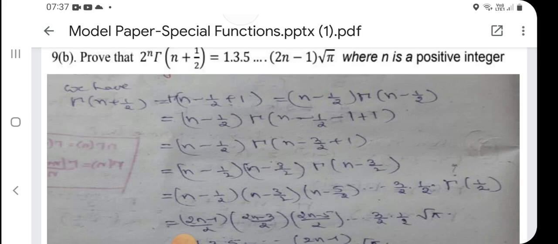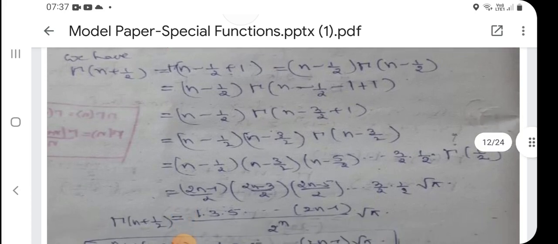Once again I am going to put it as number plus 1, so I add minus 1 plus 1. That becomes n minus half into gamma of n minus 3 by 2 plus 1. So once again this becomes n minus half into n minus 3 by 2 into gamma of n minus 3 by 2. Proceeding like this, n minus half into n minus 3 by 2, and the next term becomes n minus 5 by 2.